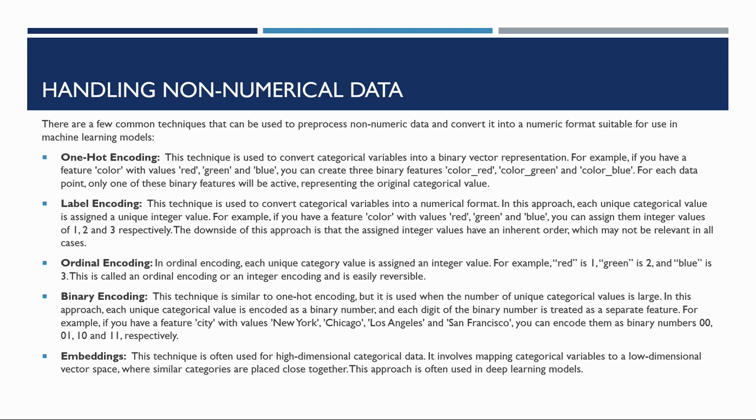And the next one is label encoding. In this technique, each unique categorical value is assigned a unique integer value. For example, if you have a feature color with values red, green and blue, you can assign them integer values of 1, 2 and 3 respectively. And the next one is ordinal encoding. This is similar to label encoding. In ordinal encoding, each unique category value is assigned an integer value.